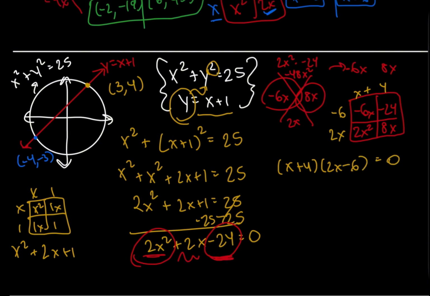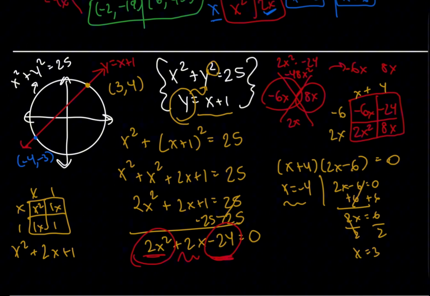So then I just solve. So x plus 4, I'm just going to take the opposite, which is going to be negative 4. And then for 2x minus 6 equal to 0, add 6. 2x equals 6, divided by 2, and we're going to get x equals 3. So we have x equals negative 4 and x equals 3.